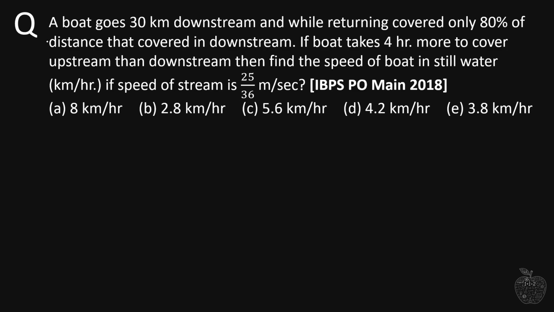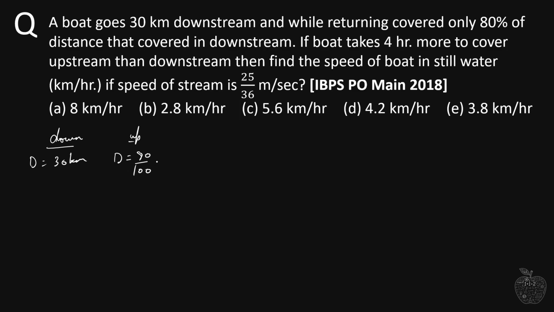Alright. So the question is telling me that the boat is going downstream, and while returning, that means the boat is going upstream. A boat goes 30 kilometers downstream, so the distance covered by the boat going downstream is 30 kilometers. And while returning it covered only 80% of the distance that it covered downstream.